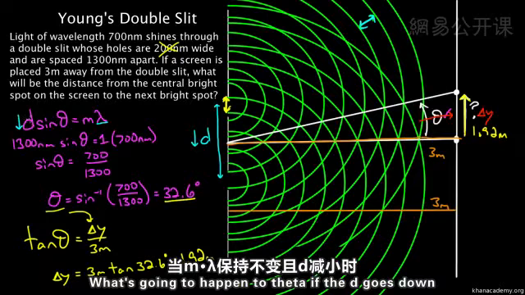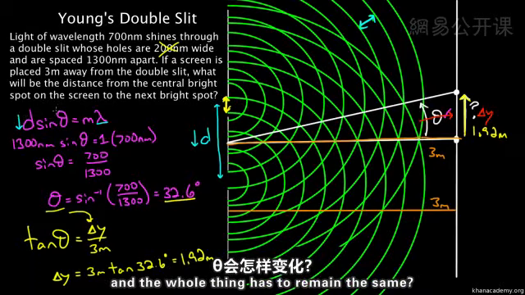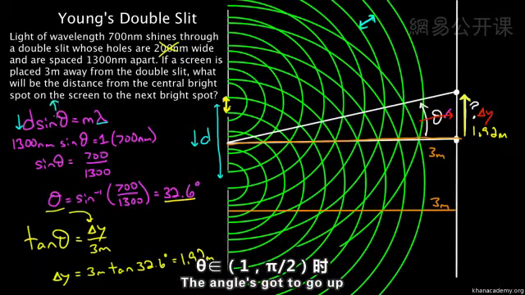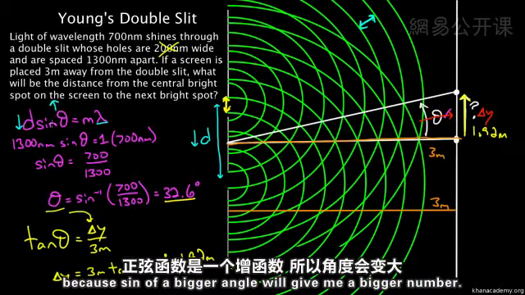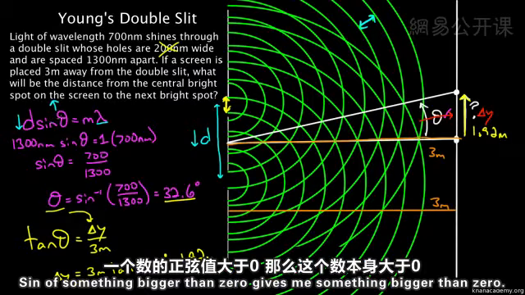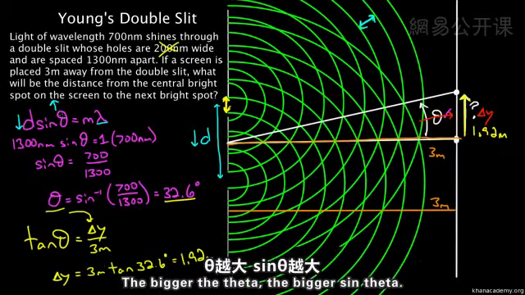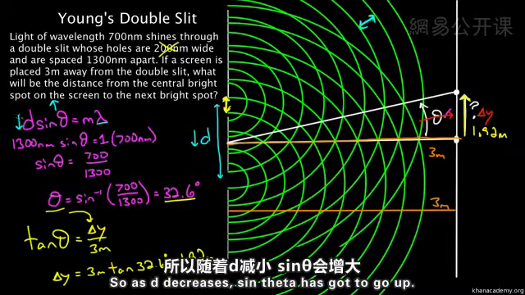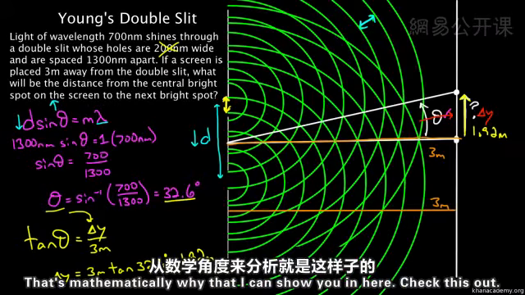If the d goes down and the whole thing has to remain the same, the angle's got to go up, because sine of a bigger angle will give me a bigger number. Sine of 0 is 0. Sine of something bigger than 0 gives me something bigger than 0, and the bigger the theta, the bigger sine theta. So as d decreases, sine theta's got to go up. That's mathematically why, but I can show you in here.